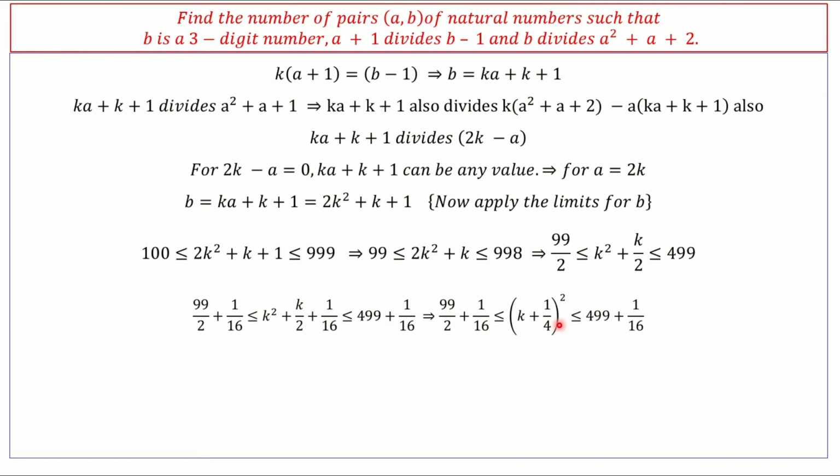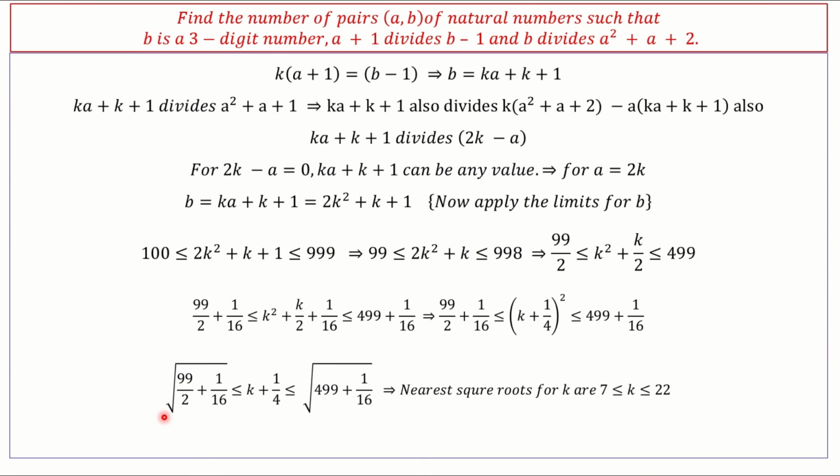Now this middle expression will become k plus 1 by 4 whole square, and the rest remains the same. Now, if I apply the square root on all, k plus a quarter is between square root of 99 by 2 plus 1 by 16 and square root of 499 plus 1 by 16. This is close to 7, this is close to 22. So k is between 7 and 22 inclusive. K is an integer, so what are the values possible here? From 7 to 22, you have 16 values. So the number of (a, b) pairs is 16.